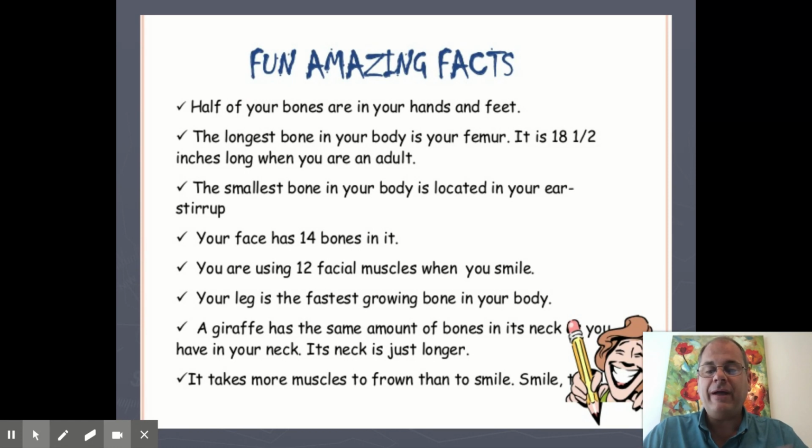A giraffe has the same amount of bones in his neck as you have. His bones are just longer to make a longer neck. It takes more muscles to frown than to smile, so smiling is easier.